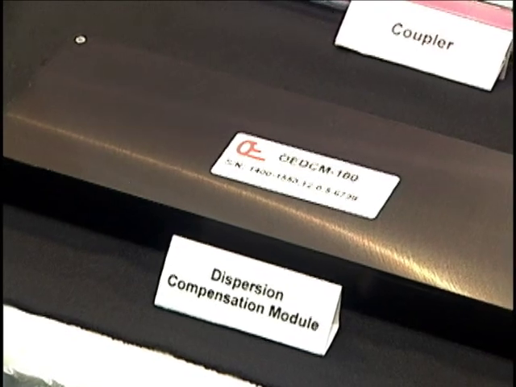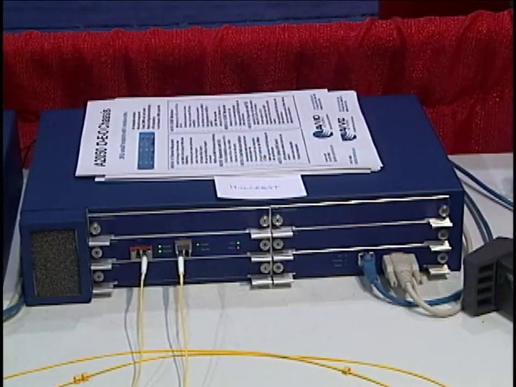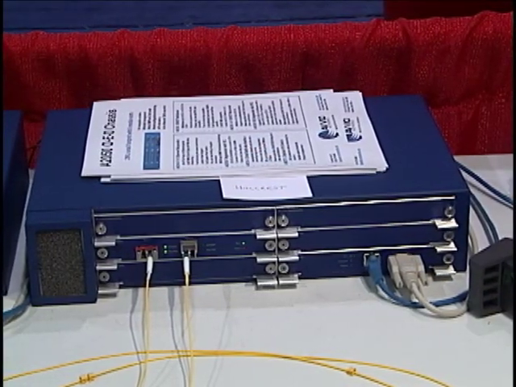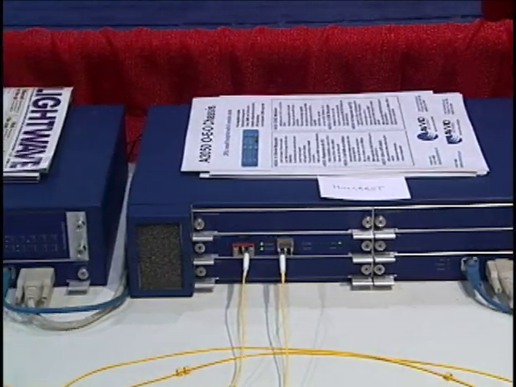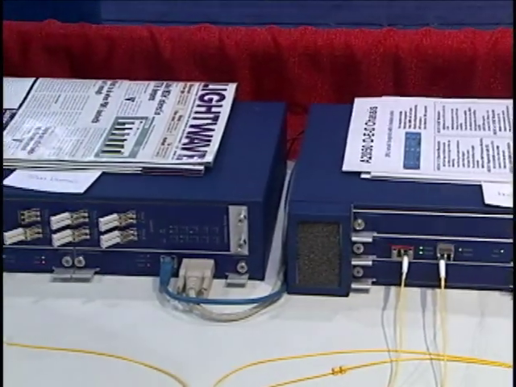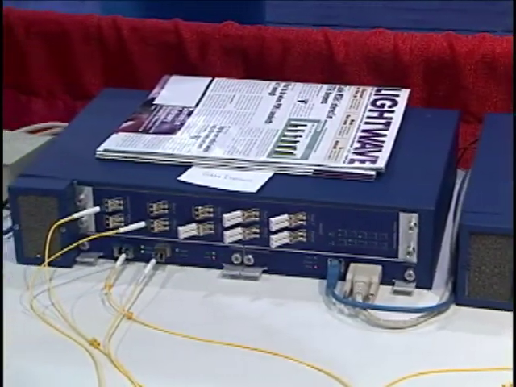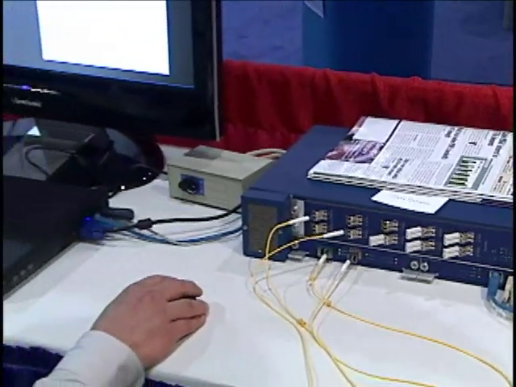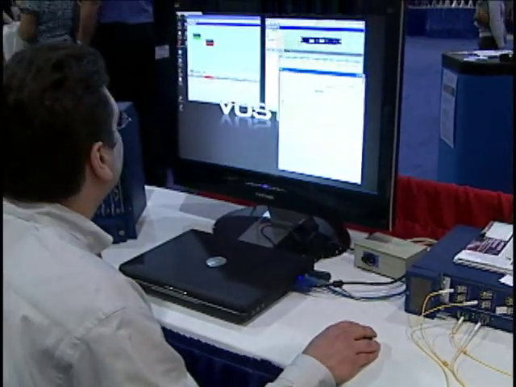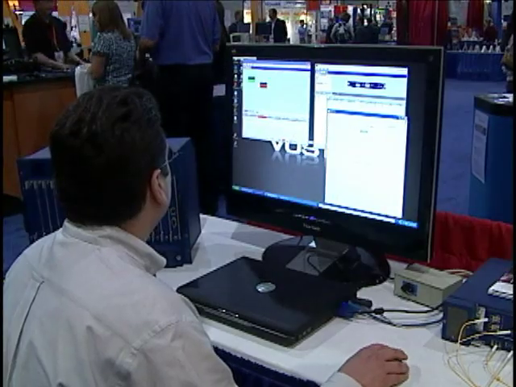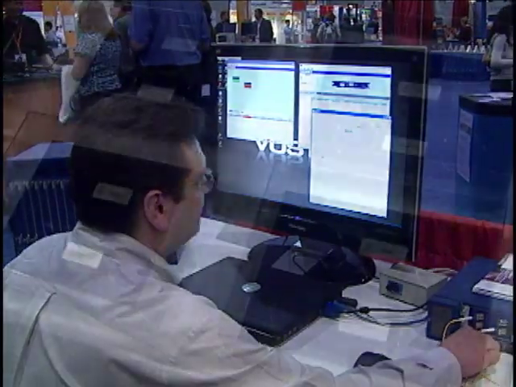Another important consideration in reconfigurable networks is active dispersion management. When switching high-speed multi-wavelength signals among fiber spans of different lengths, dispersion compensation must be tailored to the individual span. Optical switching systems can be used to switch in the correct amount of dispersion compensation as needed.